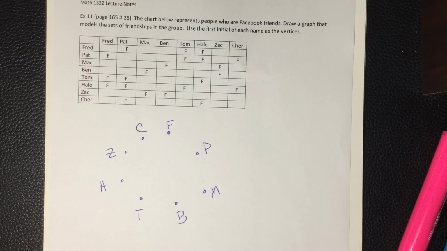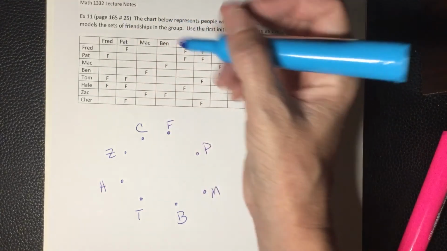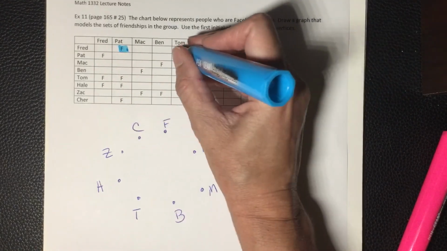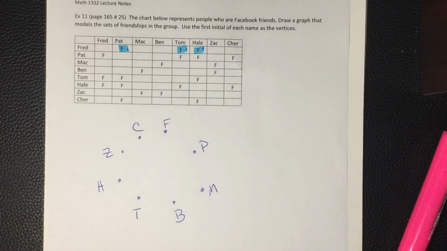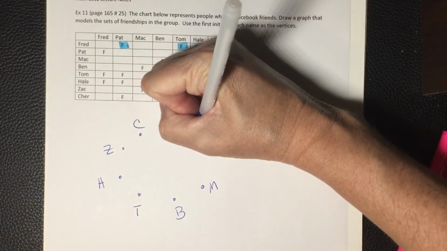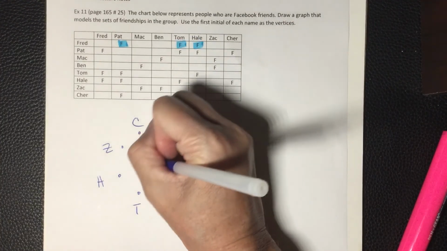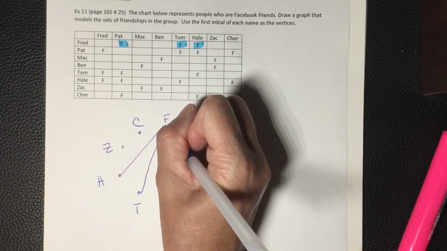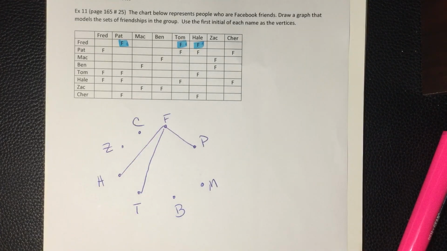All right, so I've got all my letters in there. It doesn't really matter what order you put them in. So I'm going to start with Fred, and I see that Fred is friends with Pat, Tom, and Hill. So starting with Fred, I need a line that goes to Pat, a line that goes to Tom, and a line that goes to Hill. All right, so that takes care of those 3.